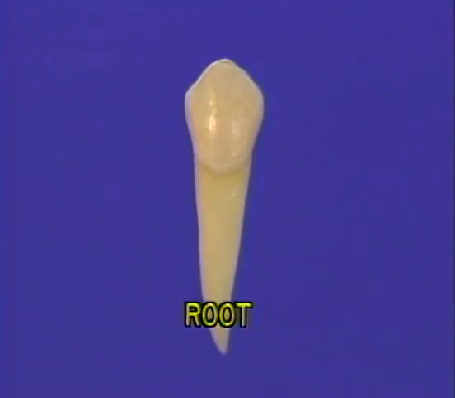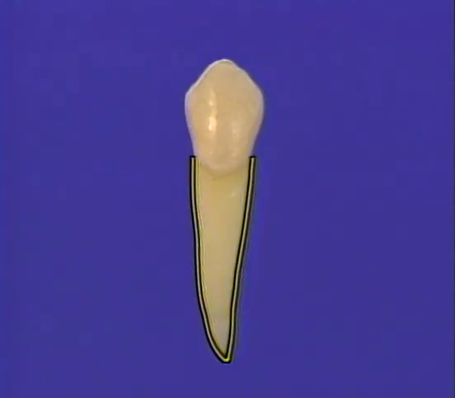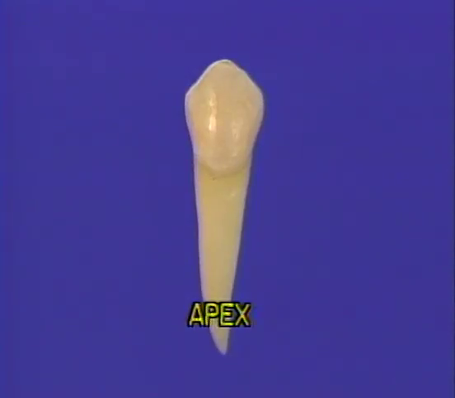Root. The root is that portion of the tooth which is covered with cementum. As noted in the crown, the anatomical root may or may not correspond to the clinical root. The anatomical root is that portion of the tooth which is covered with cementum, while the clinical root is that portion of the tooth which is visible in the mouth. Apex. The termination or tip of a root is known as the apex. The plural of apex is apices.